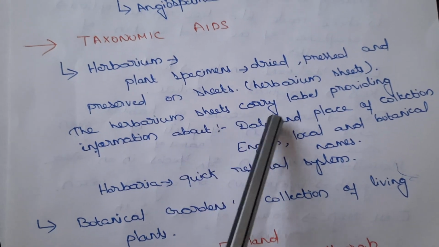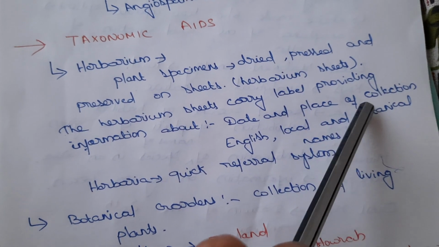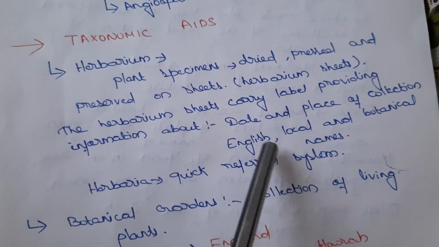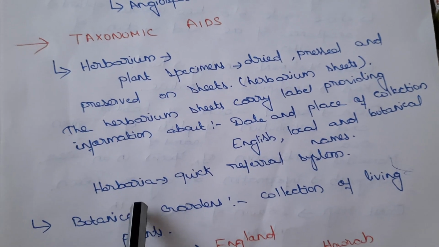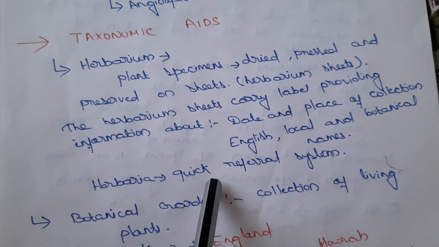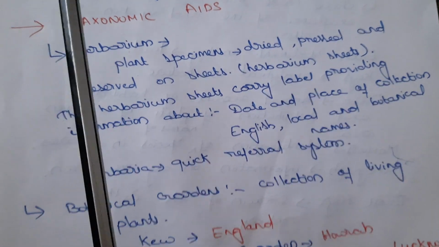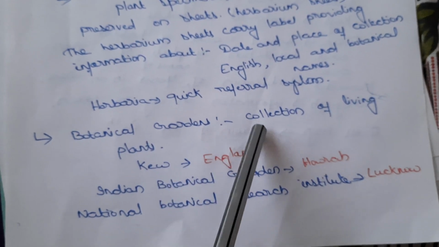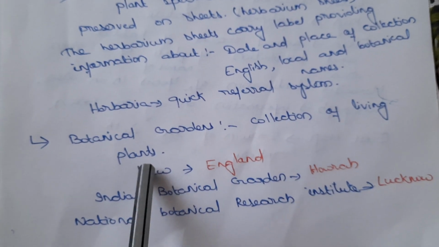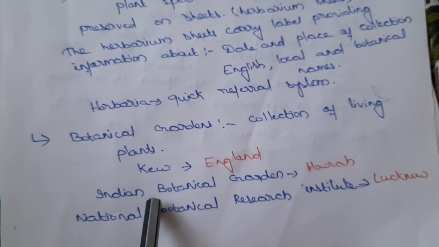The herbarium sheet will carry labels that will provide information about the date and place of collection, and about the English, local and the botanical names. So this herbaria acts as a quick referral system for plant specimens. Now we have botanical gardens. So botanical gardens means collection of living plants. Now these are the names of some famous botanical gardens.